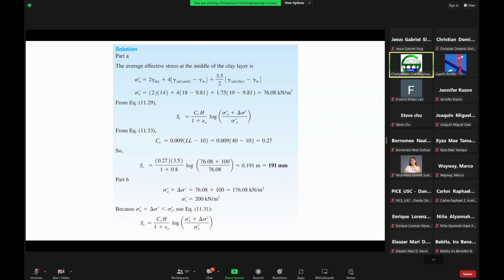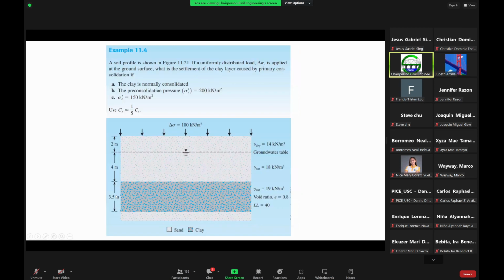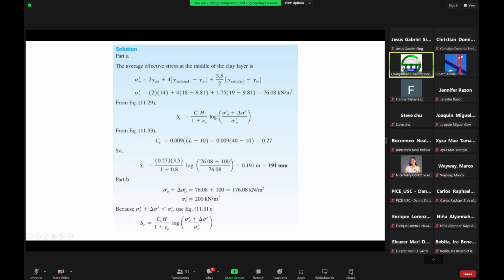So to solve for part A, we need to get the average effective stress at the middle of the clay layer. So if this is the depth of the clay layer, then this is the middle. That's about 1.75, one half of 3.5. So we need to get the average effective stress at that depth.